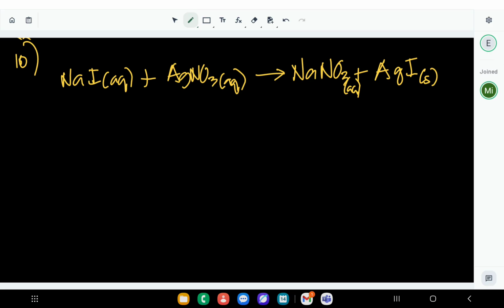Do you memorize all of this? Like the colors, the precipitates.